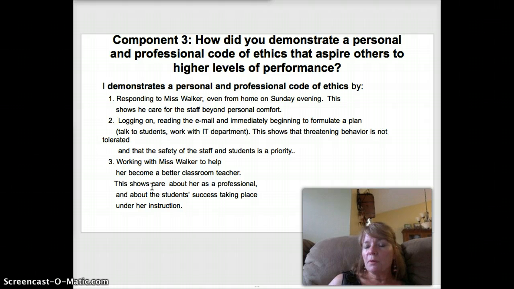I demonstrated a personal and professional code of ethics by responding to Ms. Walker and Dr. Forbes especially. He talked to her from home on Sunday evening. And he didn't have to do that. And I think this shows he cares for his staff beyond his own personal time and comfort. He logged on, he read that email, and he immediately began to formulate a plan. And that to me showed that threatening behavior is not tolerated and that the safety of the staff and students is a priority. Also, working with Ms. Walker to help her become a better classroom teacher shows care for her as a professional and about the students' success taking place under her instruction.